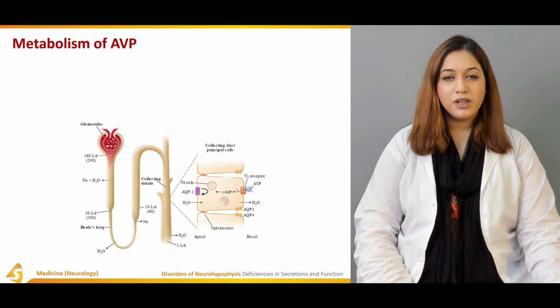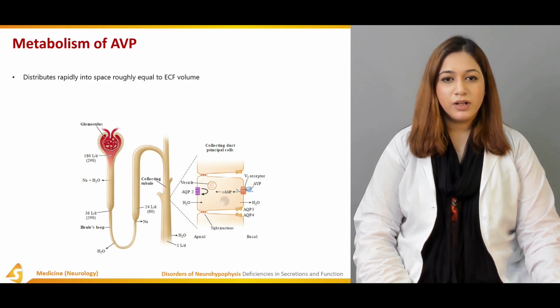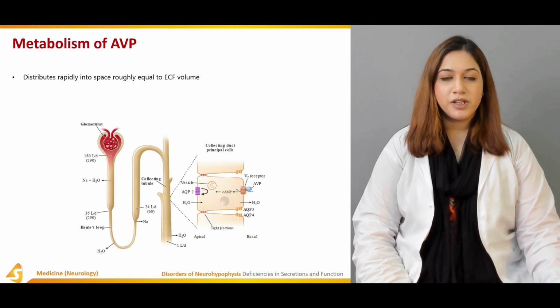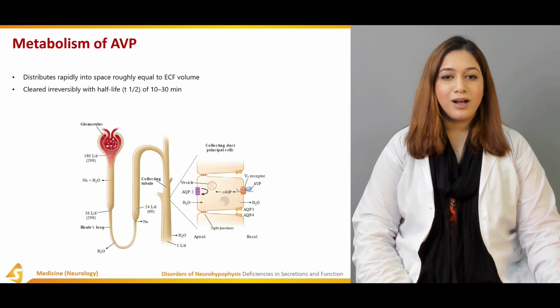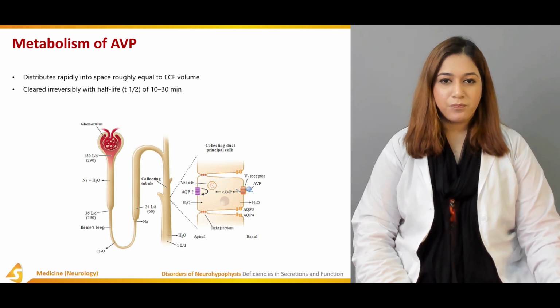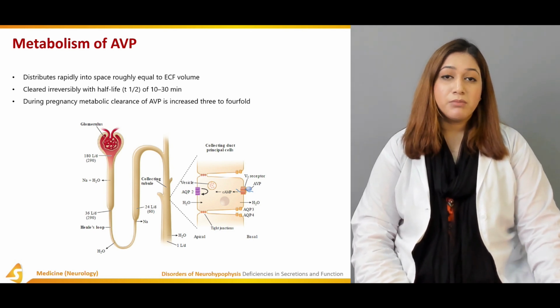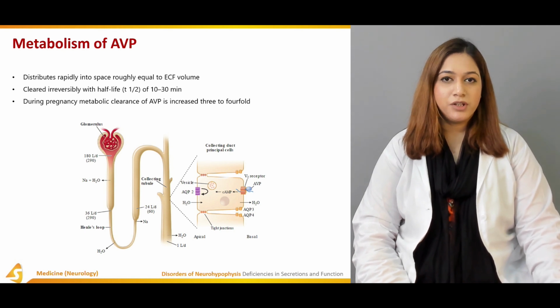Now we will talk about the metabolism of AVP. It distributes rapidly into space, almost equal to the ECF volume, and it is cleared irreversibly with a half-life of 10 to 30 minutes. What happens during pregnancy? The metabolic clearance of AVP is increased 3 to 4-fold. That is why the set point of osmoregulatory system or the threshold is decreased in case of pregnancy.